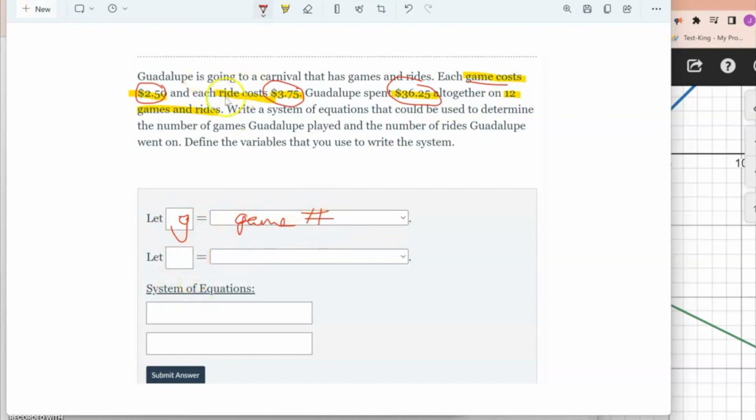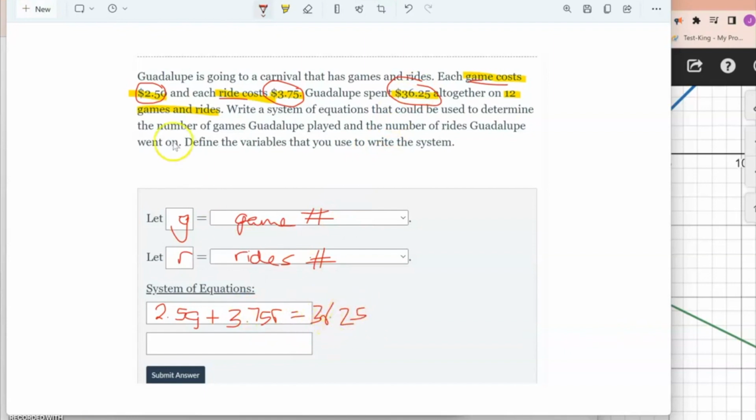All right, then the other thing is ride. So let's call that R. And this is the number of rides. All right, set up the money with the money. So $2.50 goes with G. Plus my rides are $3.75 R equals my other money, which is $36.25.